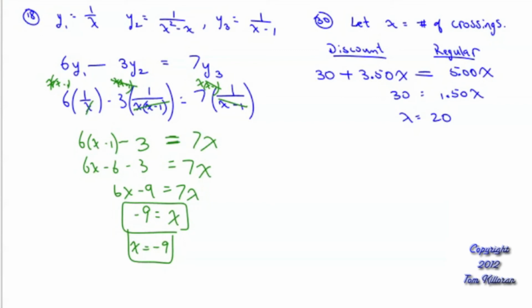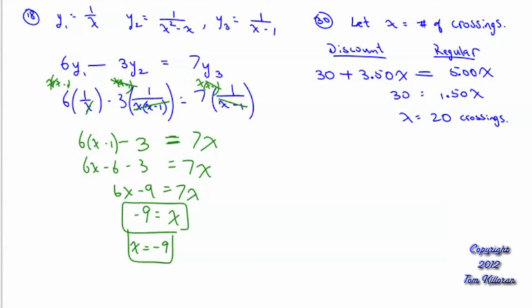So what does x represent? 20 crossings. So what does this mean? This is also known as the break-even point. Whether you did the discount or you didn't, if you cross the bridge 20 times, it will cost you exactly the same. If you cross the bridge more than 20 times, which way would you lean? Discount. If you cross the bridge less than 20 times, regular. So this is something simplistic.